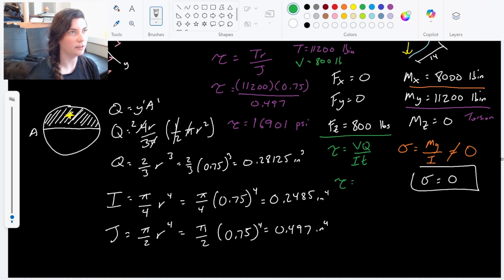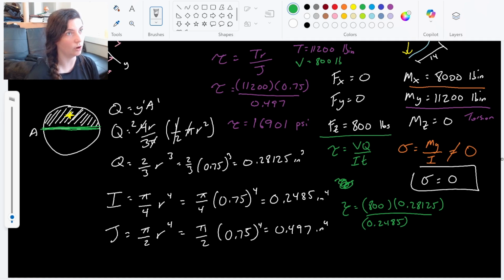And then I'll plug in for my other shear stress equation. Let me do it a little farther down where I have a little more room. Tau equals the shear, which was 800, times Q, which we calculated as 0.28125, over the moment of inertia, 0.2485, times the thickness T. The thickness T is this entire length here, right? This entire length at A, the thickness at A, is actually the diameter. So don't use the radius on that. It is the full diameter, 1.5 inches.